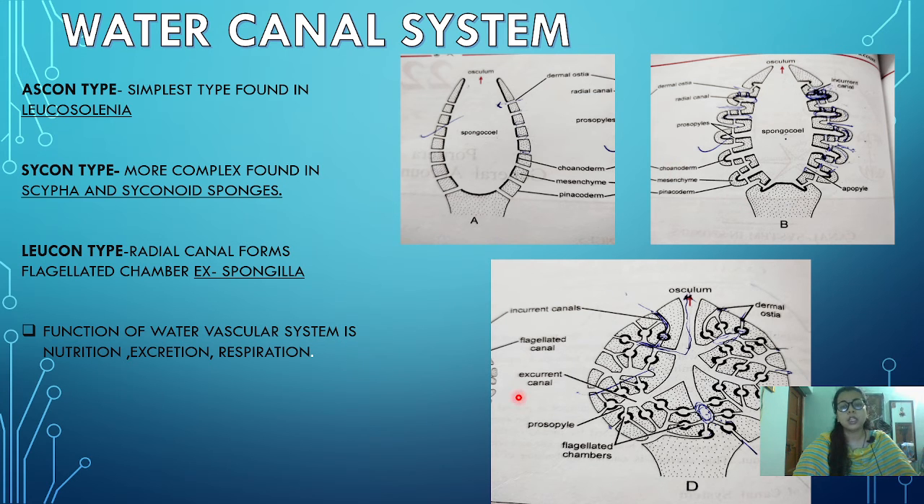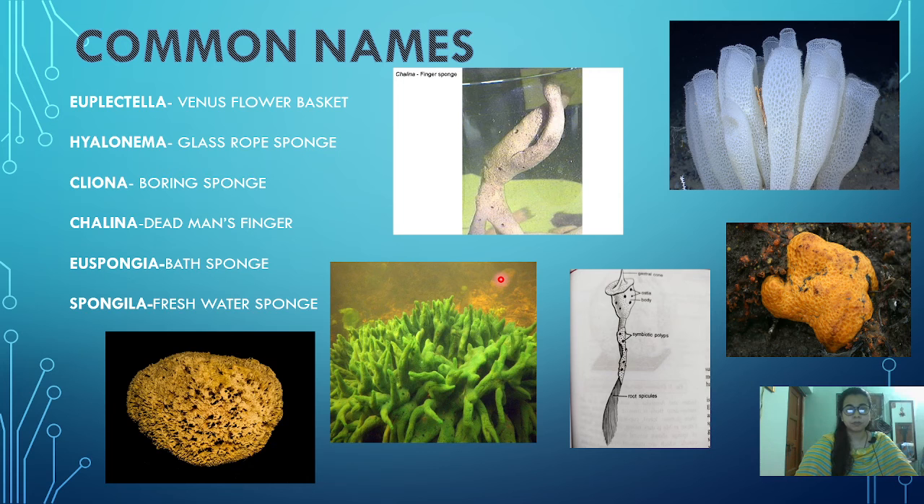And the next type is the Leucon type, which is the most complex type of water canal system, found in Spongilla, and which has flagellated chambers inside it. You can see in this diagram that the radial canal is more folded here and forms the flagellated chamber through which the water flows. And this is all about the water canal system, which is an important feature of Porifera.